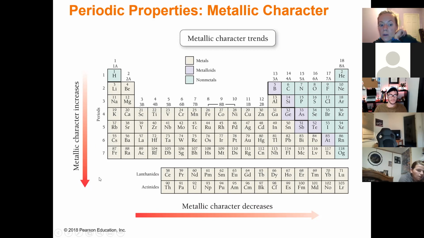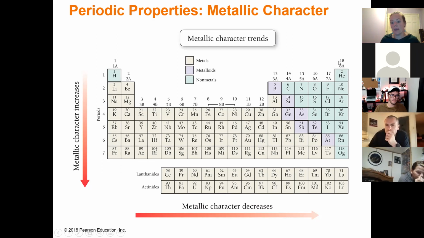Okay, so lower left-hand corner: large, metallic, low ionization energy, or easy to take an electron. Upper right-hand corner: small, high ionization energy, hard to get an electron, and what is it? Non-metallic. So know those corners, and then they just kind of shuffle in from there.